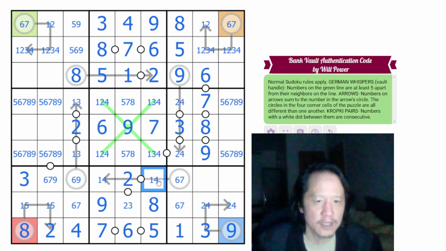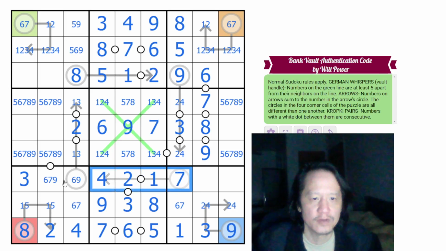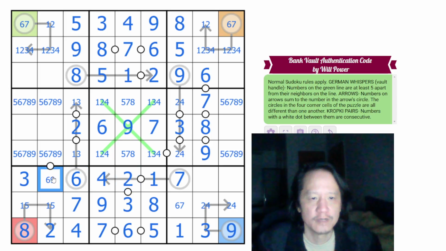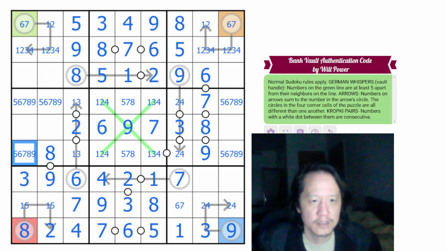2 is only consecutive with 1 here, so this is 1. This is 4. This has to be 3, which makes that 7, because that adds up to 7. This can no longer be 7. This is a 6, 9, 6, 9 pair, so therefore this is 7. This can't be 9, so this is 5. This can't be 5 or 6, so this is 9. This has to be 6, which makes that 9. 9 is consecutive with 8, so this has to be 8.